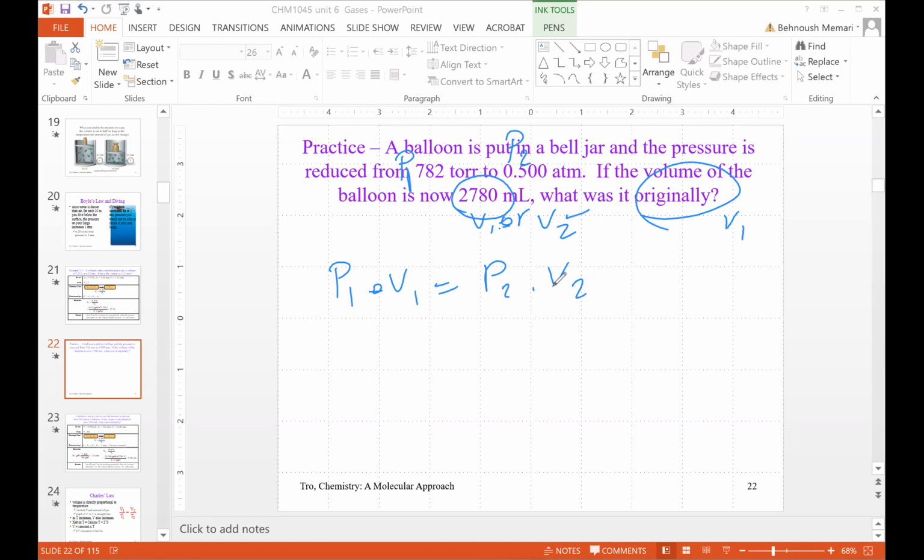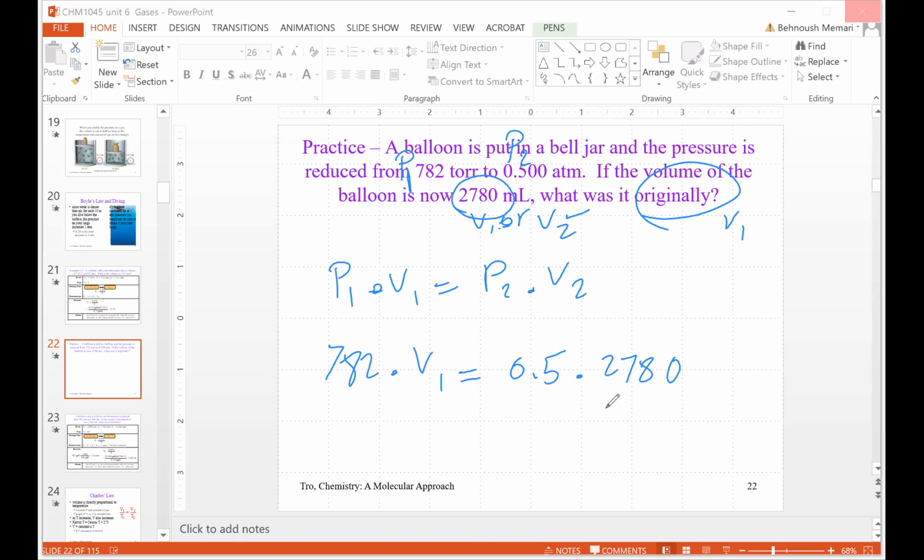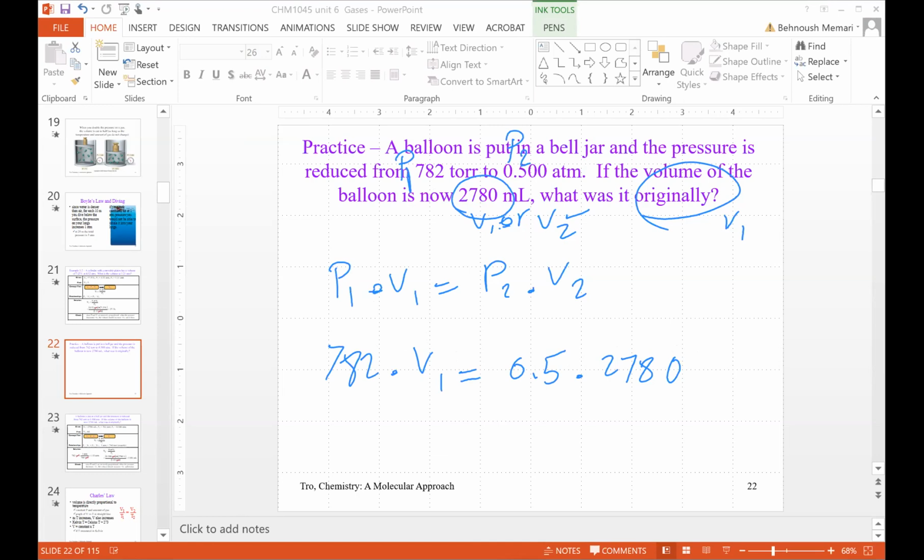So what else do we need to do here? Can I use the numbers directly? Can I say P1, 782 times V1 equals 0.5 times 2780? Can I use these numbers directly? What's the problem with it? You'll divide the right side by the 782 to get your original volume.